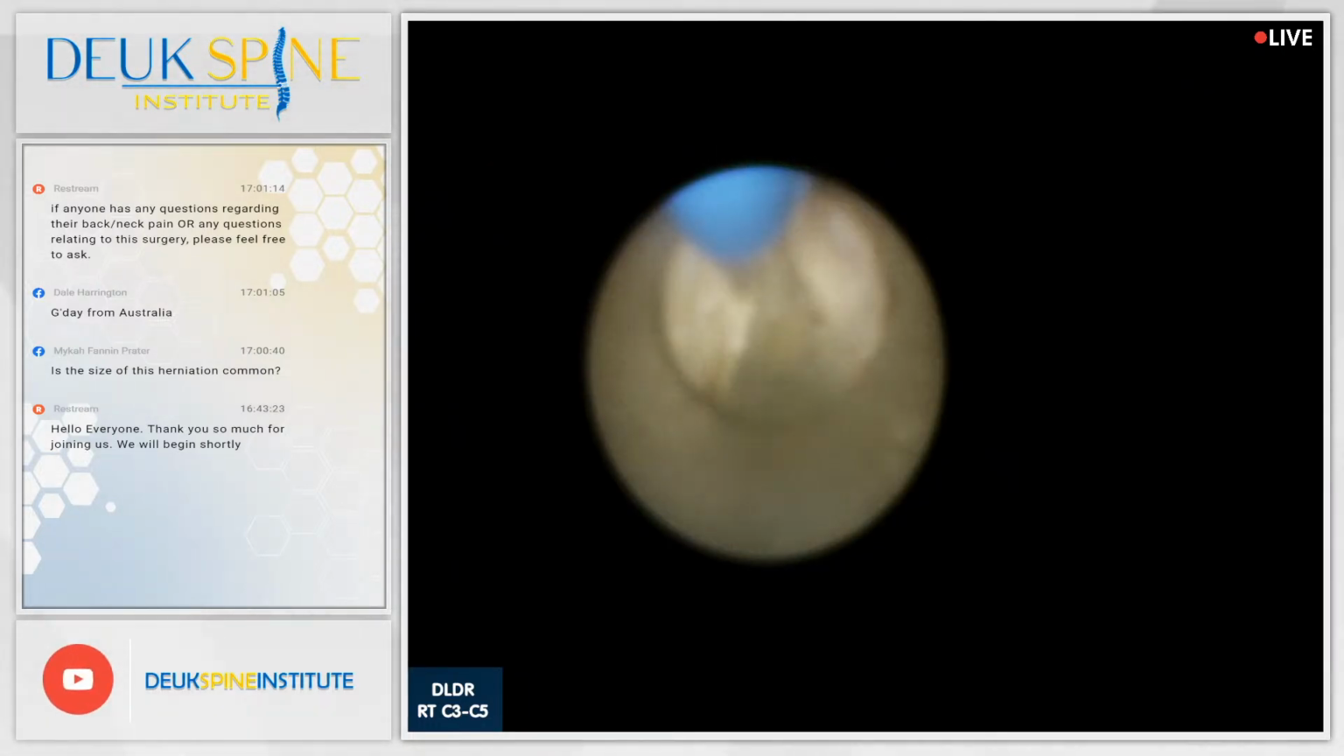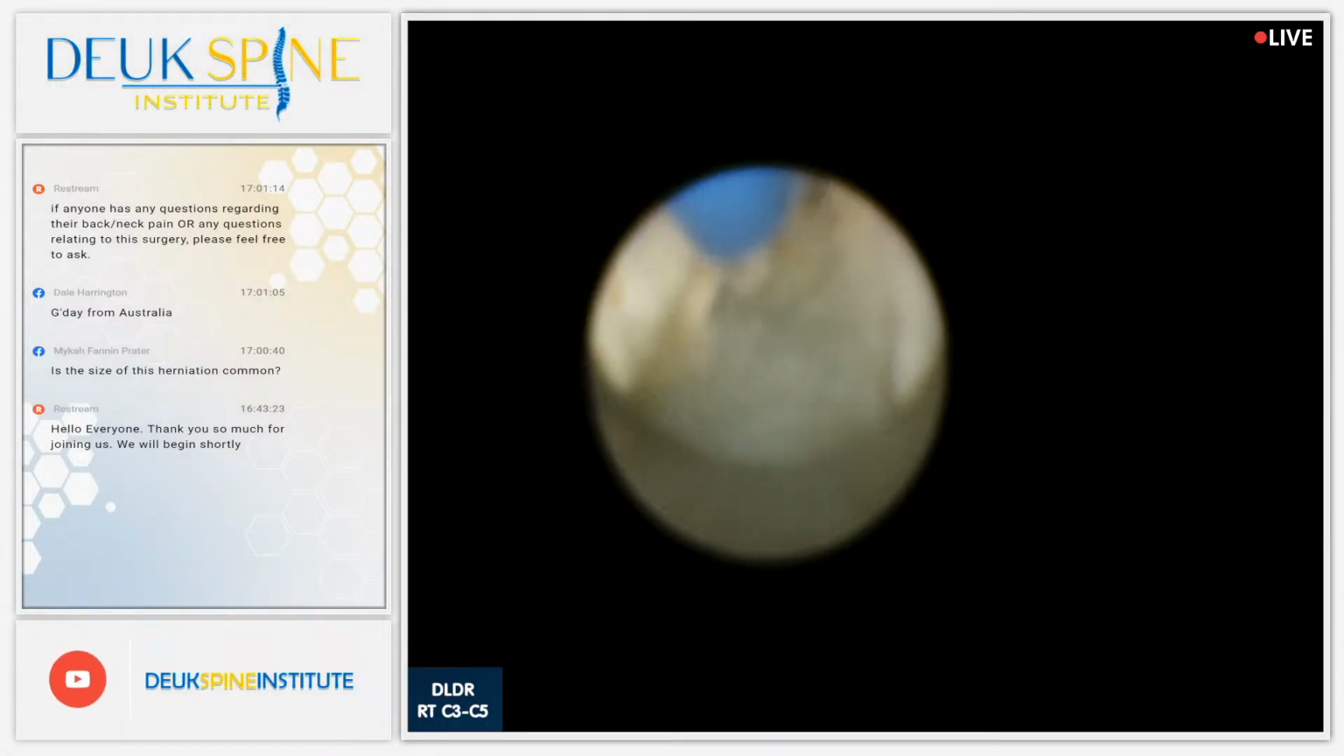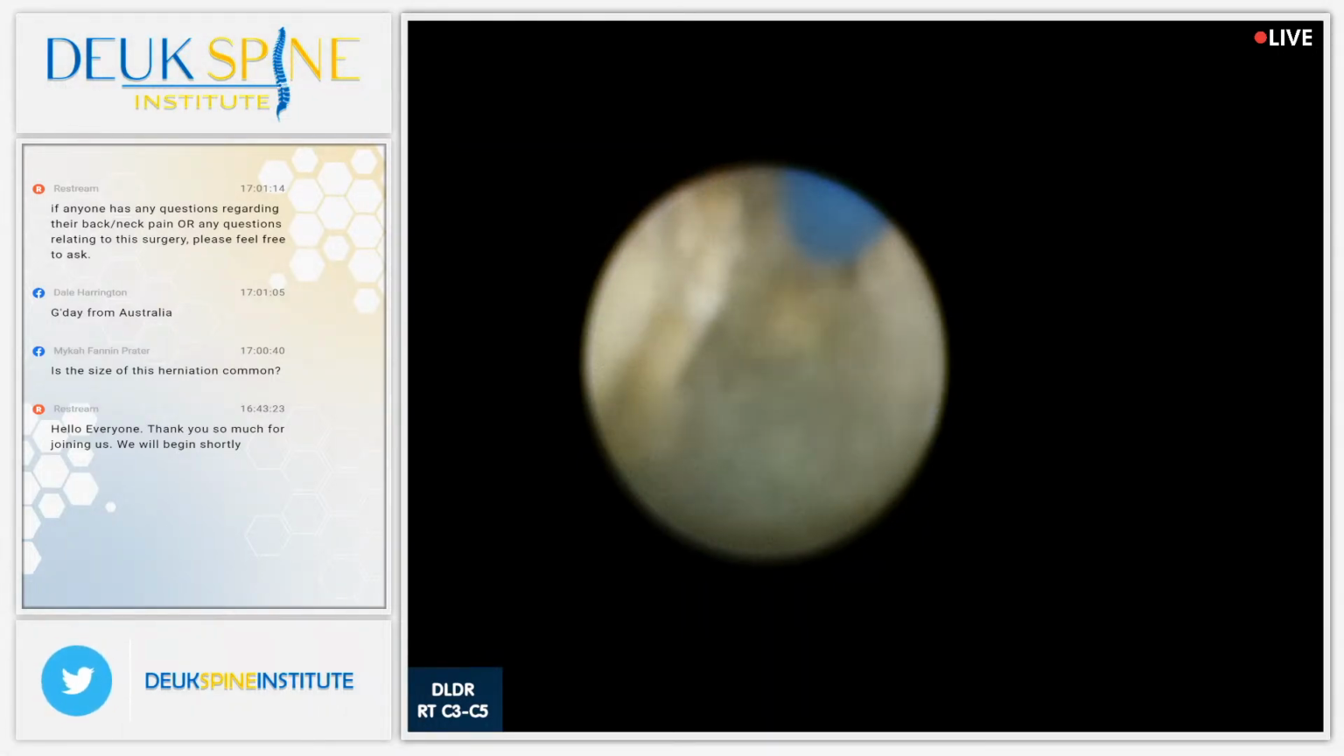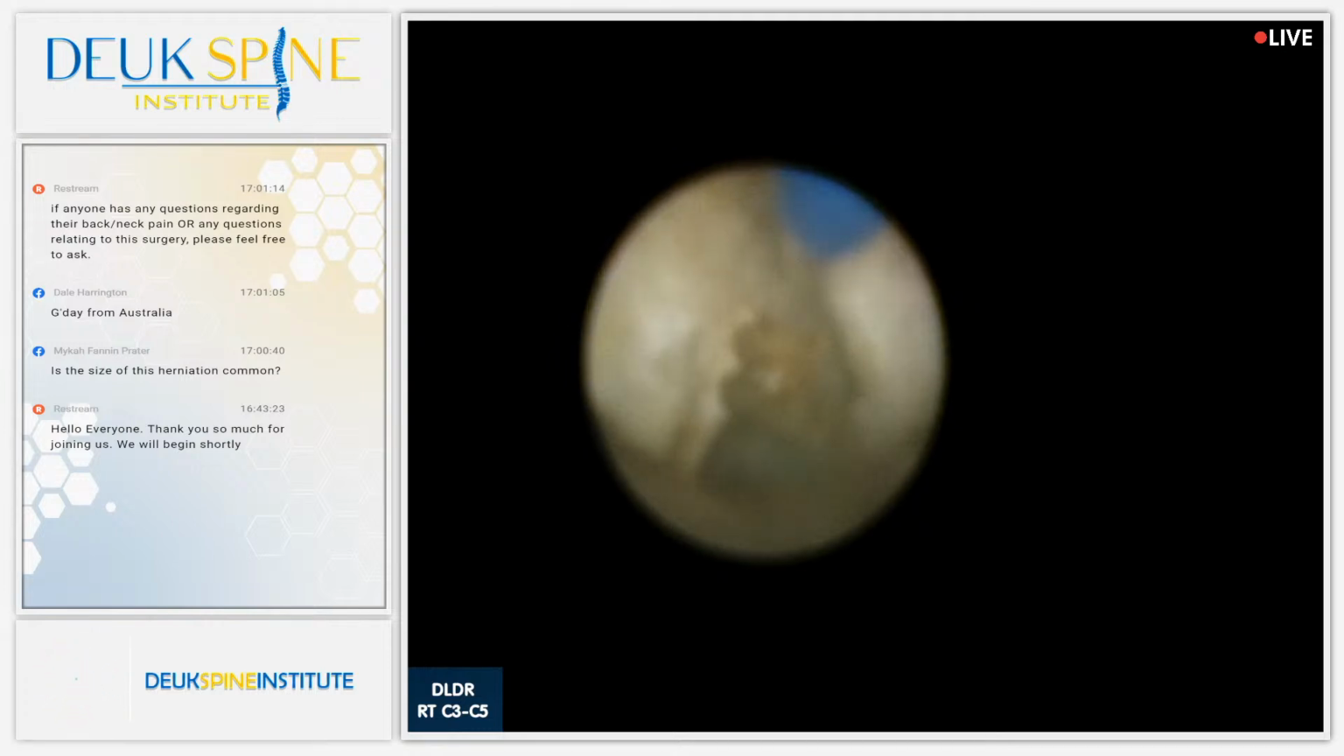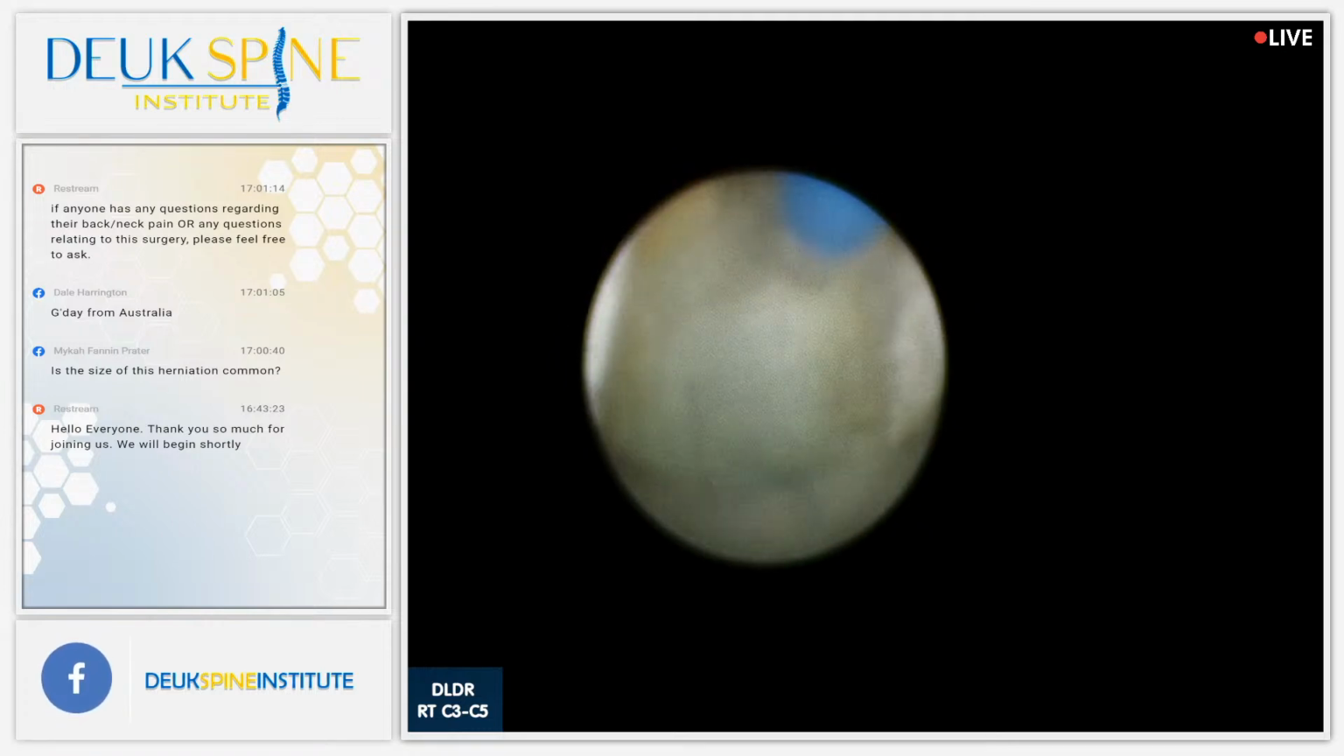I don't know if Henry showed you guys a good picture of the herniation before surgery on the MRI, but it's pretty bad. I showed it earlier. I can re-show it again.